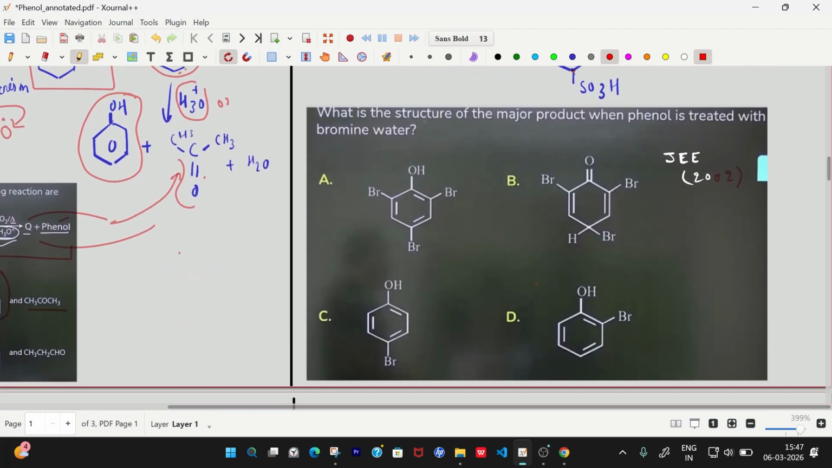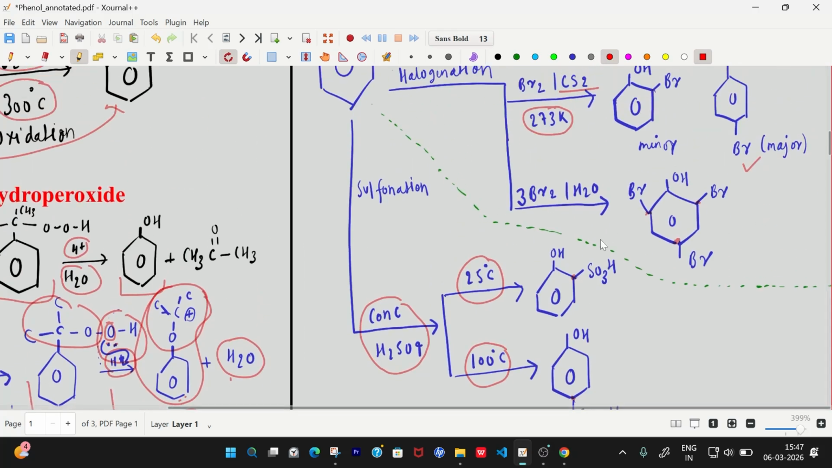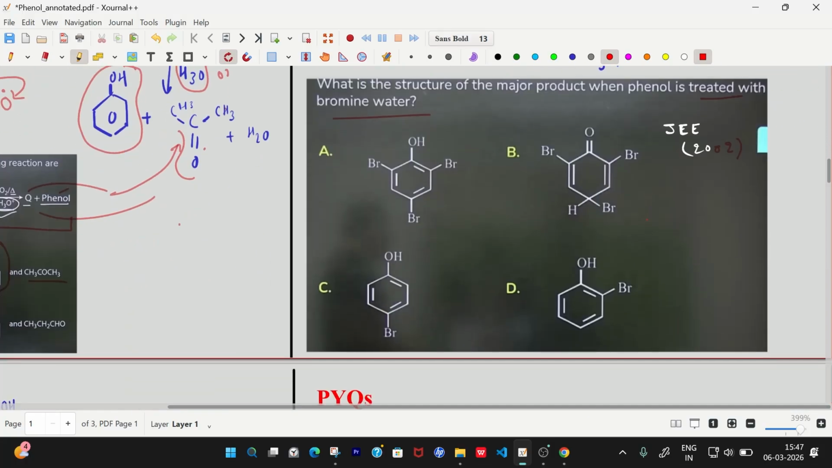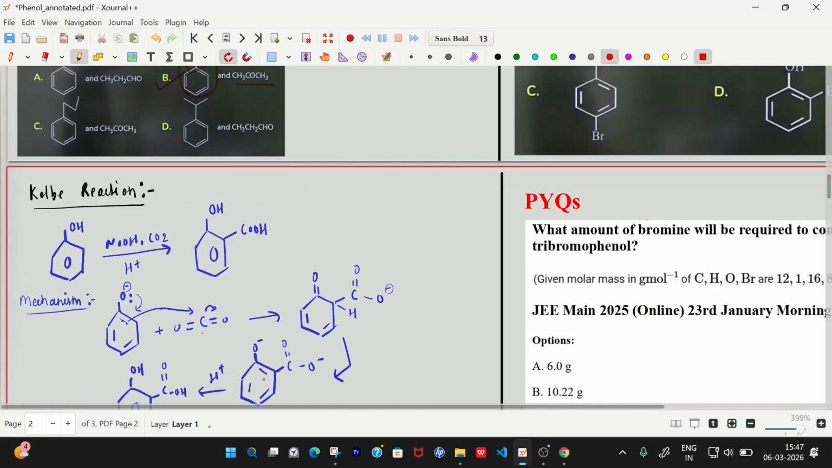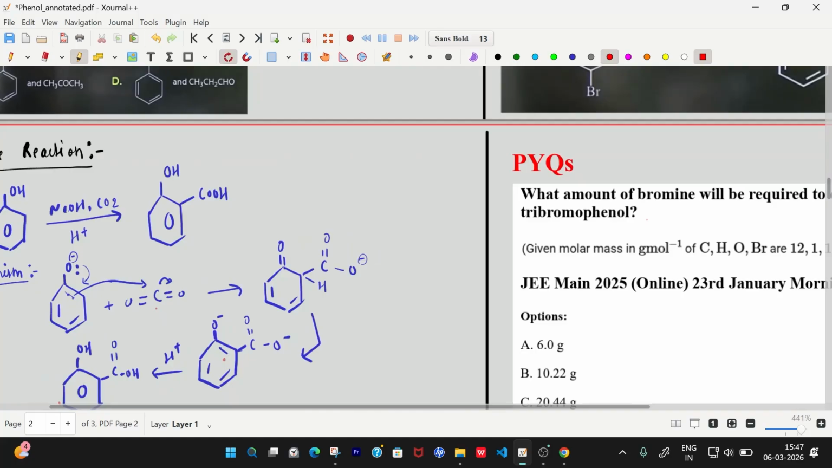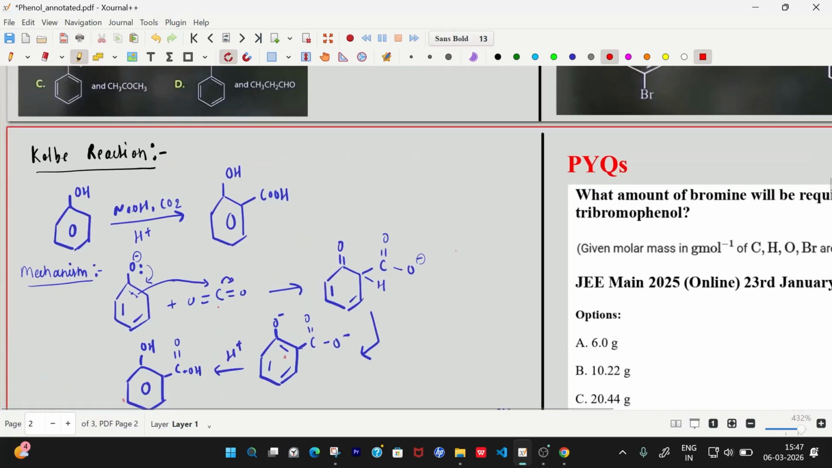This is one question that came in JEE 2002. What is the structure of the major product when phenol is treated with bromine water? And this is the same as the above reaction of 3 bromine and water. We are getting this, so A will be your answer. Let's proceed to more chemical reactions of phenol.